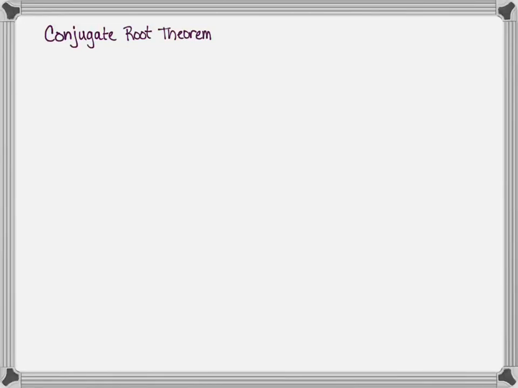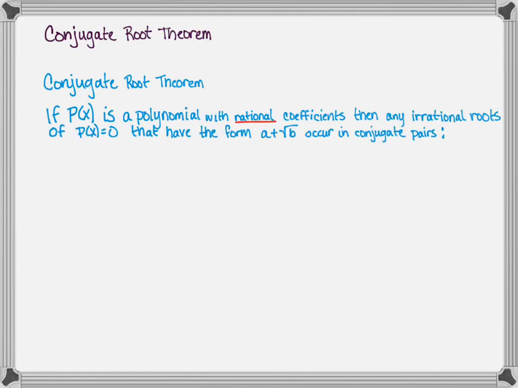The conjugate root theorem. The conjugate root theorem says, if p of x is a polynomial function with rational coefficients, then any irrational roots of p of x equal to 0 that have the form a plus the square root of b occur in conjugate pairs. So we would have a plus the square root of b and a minus the square root of b. Those are conjugate pairs.